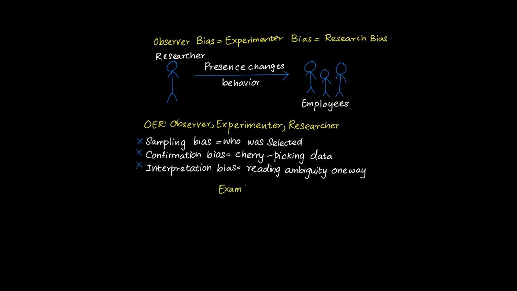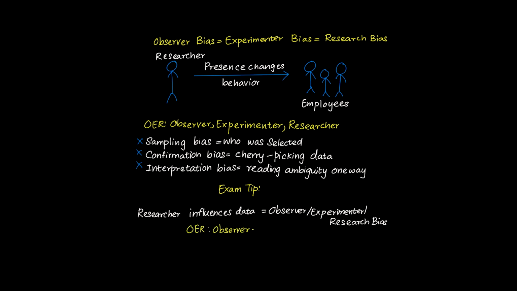Here's a WGU D467 exam tip for you. When a question describes a researcher influencing participants by their presence or methods, look for observer bias, experimenter bias, or research bias. Quick recall hook. OER, observer =, experimenter =, researcher.